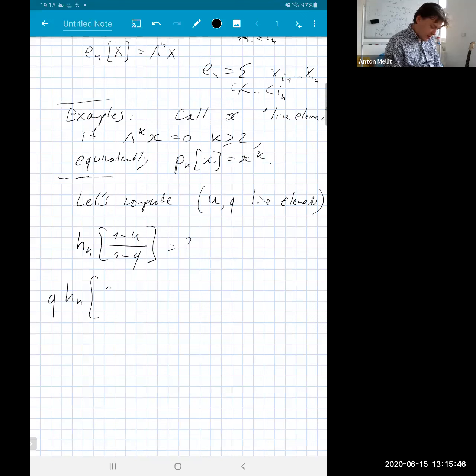So start with q to the n, h_n of this. Okay, so it's easy to check that if a function has degree n, then any line element can be just moved out of it. It's homogeneous. So you get this.